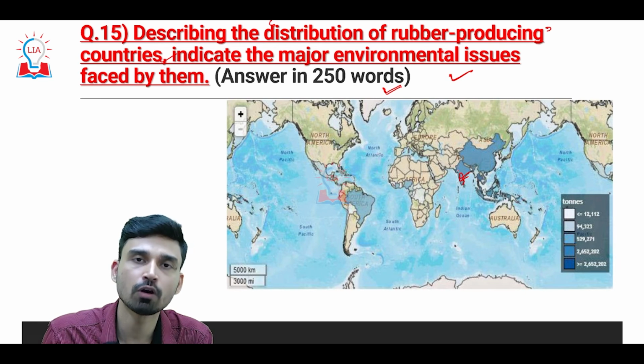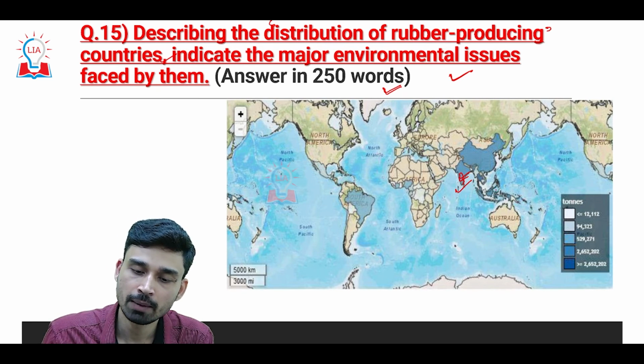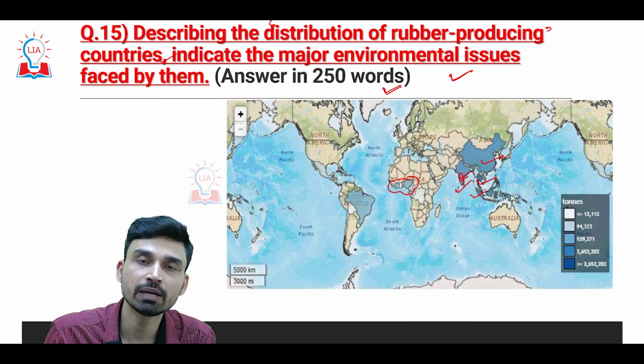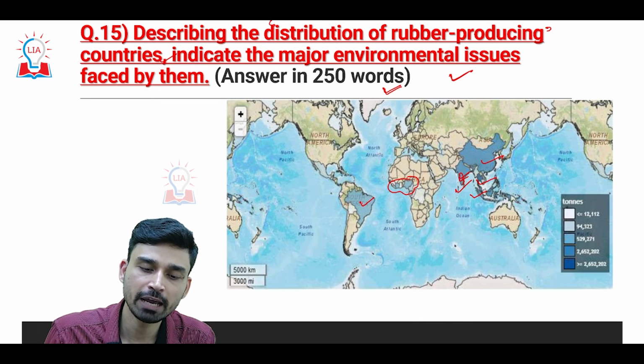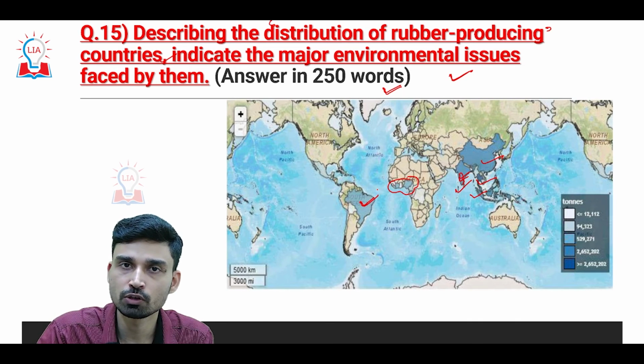India is basically the part of southern India, that is Kerala, which is the richest rubber producing state. Apart from that, we can see parts of Indonesia, Malaysia, China. Then we have some countries in the equatorial region of Africa, and then we have Brazil in South America. These are the major rubber producing regions of the world.